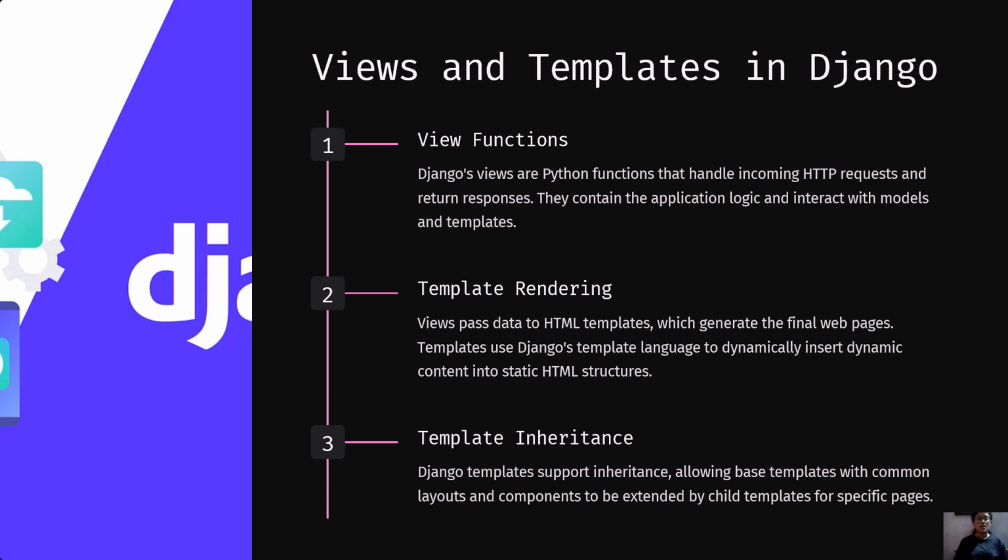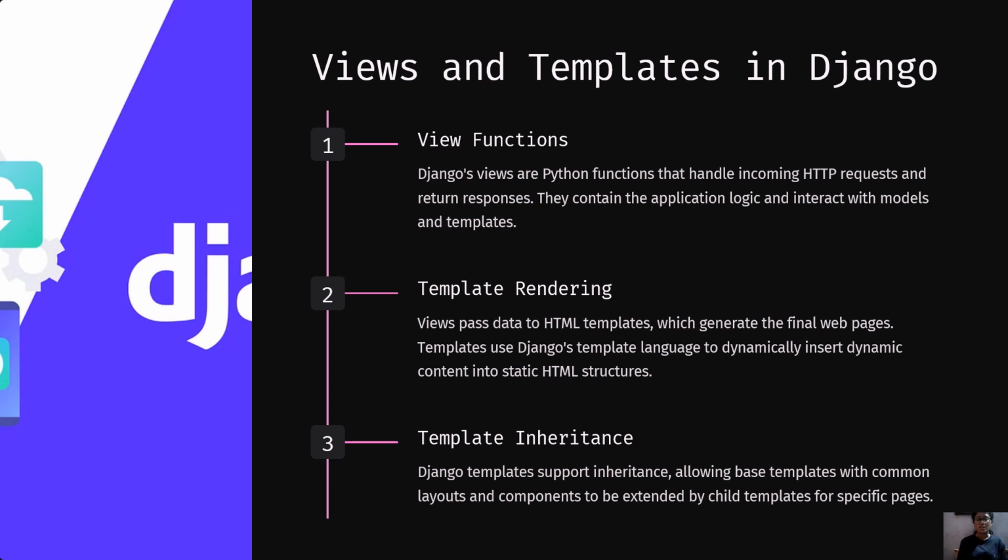Views and templates in Django. View function: Django views are Python functions that handle incoming HTTP requests and return responses. They contain the application logic and interact with models and templates. Template rendering: the view passes the data to HTML templates, which generate the final web pages. Templates use the Django template language to insert dynamic content into static HTML structures. Template inheritance: Django templates support inheritance, allowing base templates with common layouts and components to be extended by child templates for specific pages.